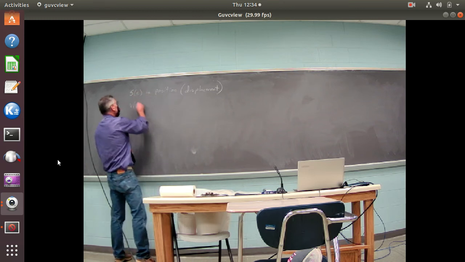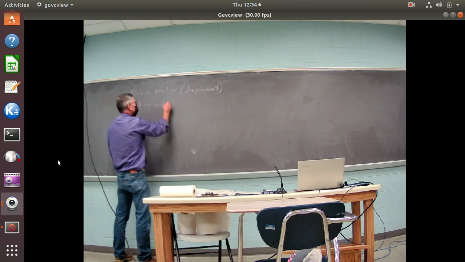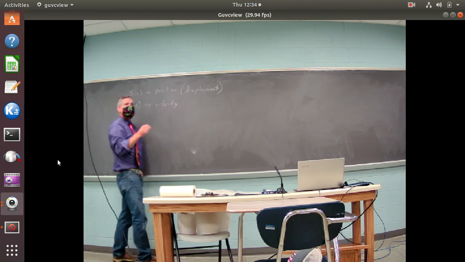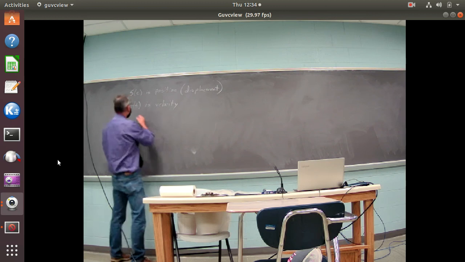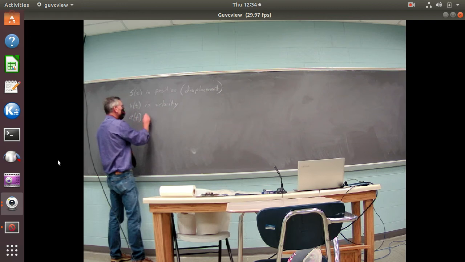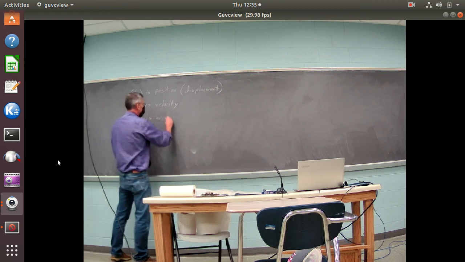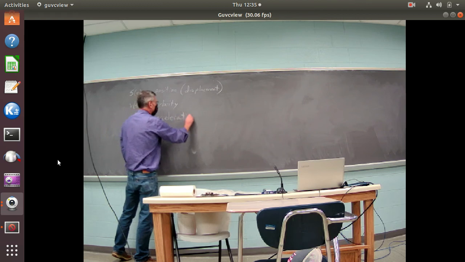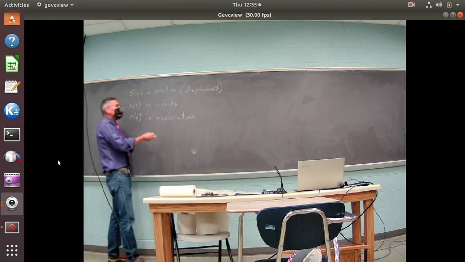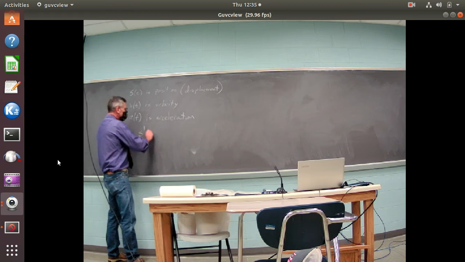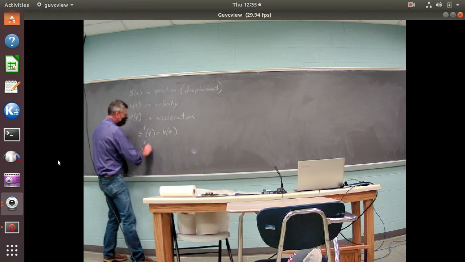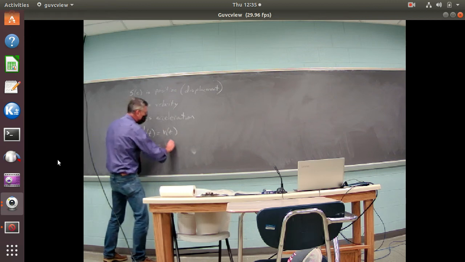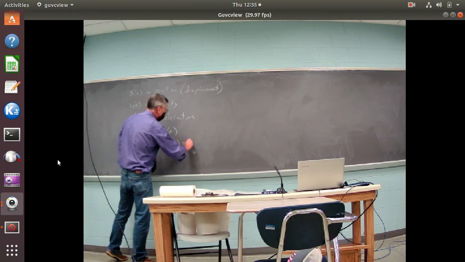Then v of t is velocity. Okay, not speed, but velocity. Speed is a magnitude. Velocity is a magnitude with a direction. And then acceleration also has a direction. Okay, so we've got those, and what we know is that s prime of t is v of t, and s double prime, the second derivative, is the first derivative of the velocity, which is a of t.